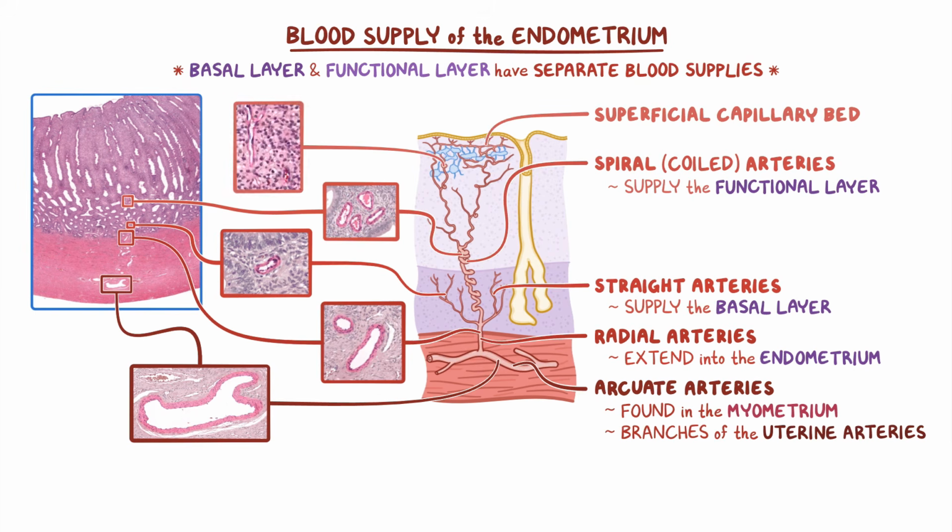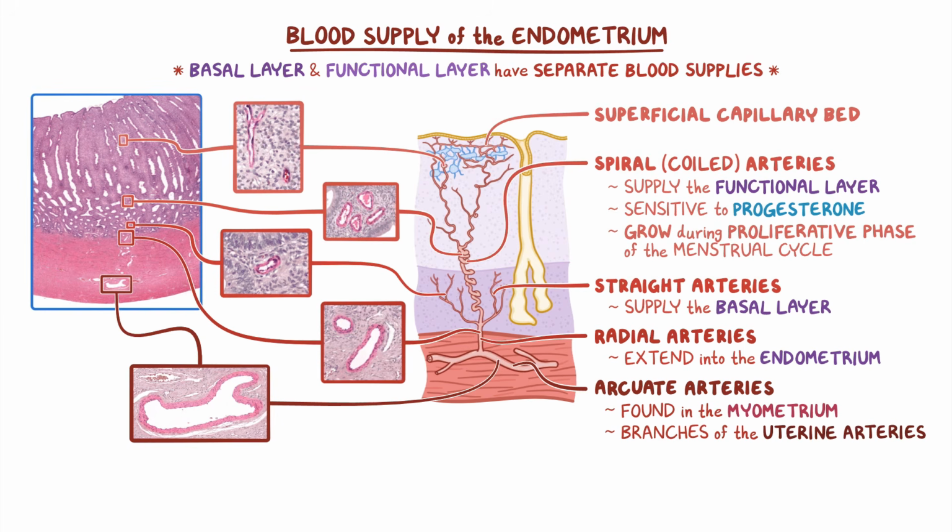The distal portions of spiral arteries are sensitive to progesterone, so they'll rapidly grow as the functional layer thickens during the proliferative phase of the menstrual cycle.